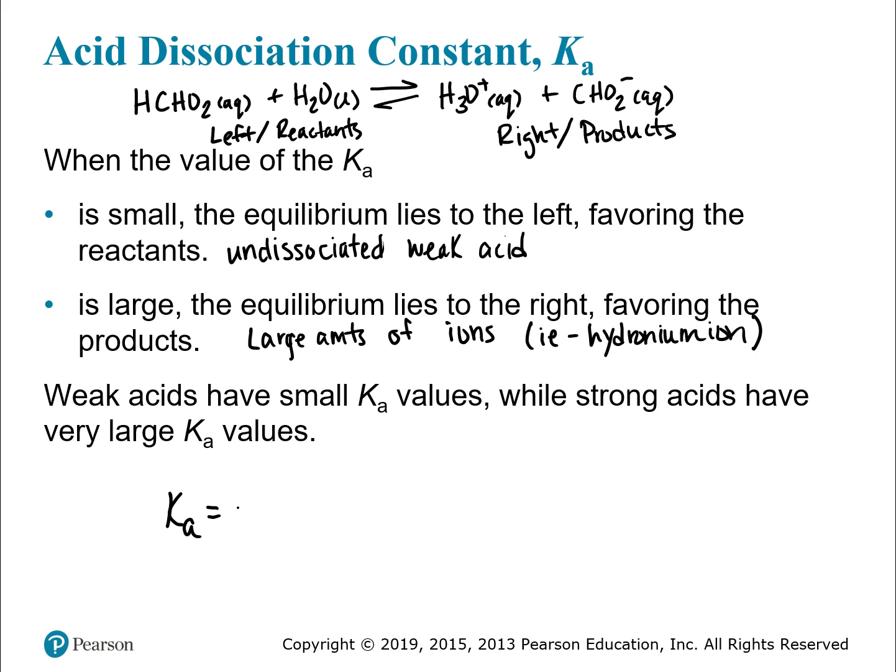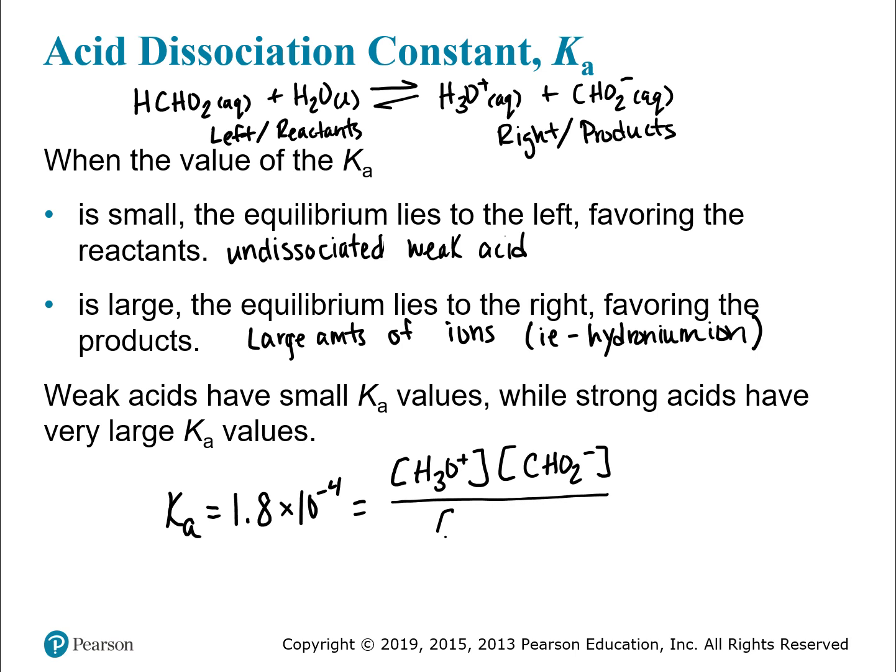In the case of formic acid, it has a Ka value of 1.8 times 10 to the minus 4. Notice how there's no units here. And again, that expression, we have the hydronium ion and the formate ion on the top, and the undissociated formic acid on the bottom. Ten to the minus 4 is small. So that means formic acid is a weak acid.